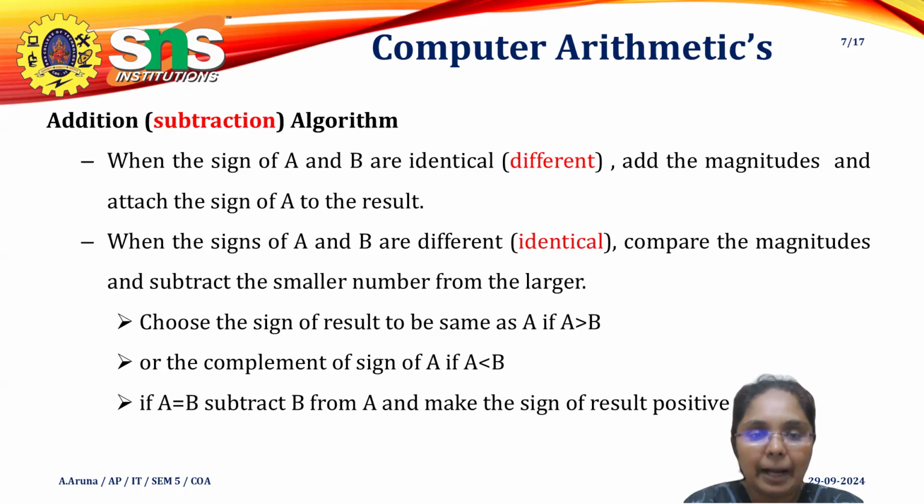First, I have to compare. After that, I have to subtract the smaller number from the larger number. And the sign depends only on the larger element. For this case only we are doing the comparison. In the comparison, we compare three things: greater than, less than, and equal to.